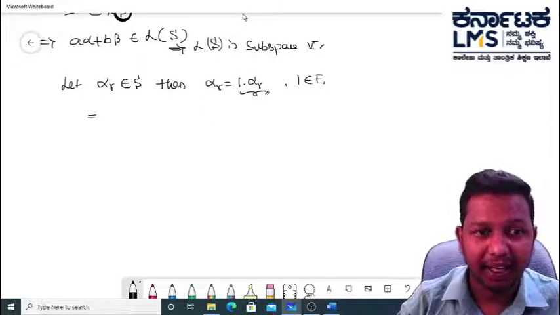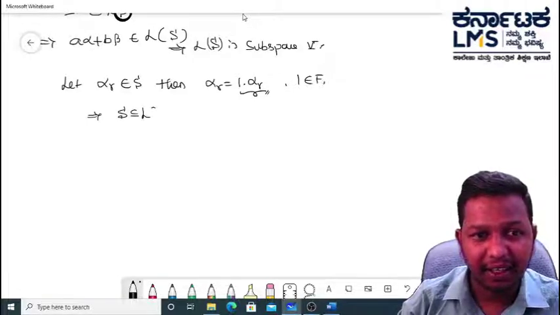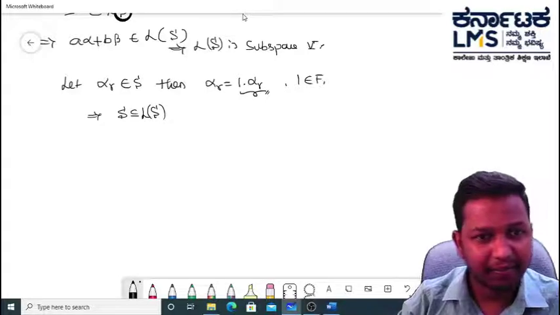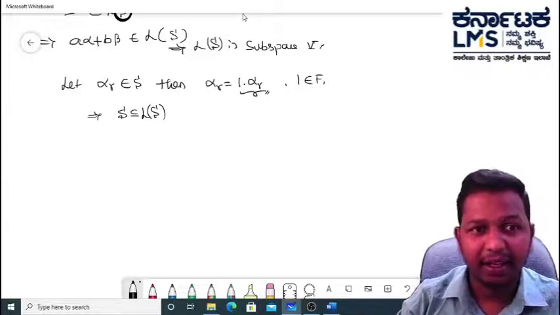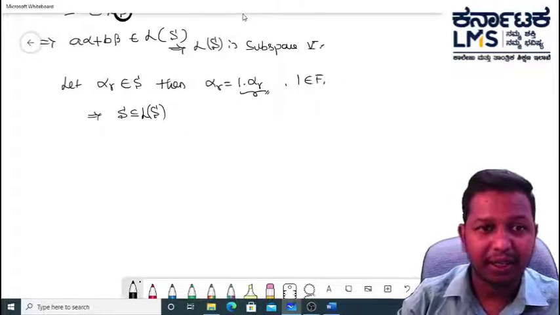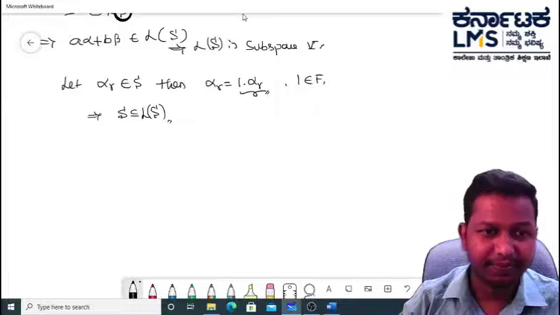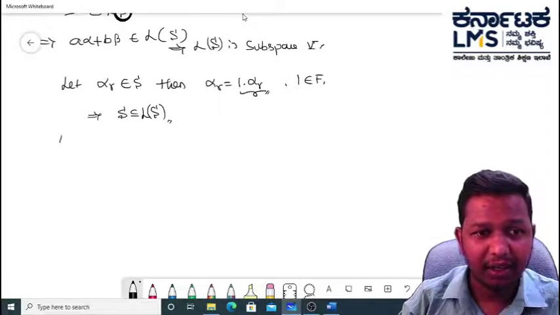Hence, we can write S is contained in L of S. Since every element of S can be written as a linear combination, S is contained in L of S.